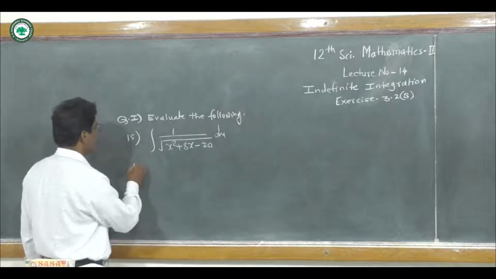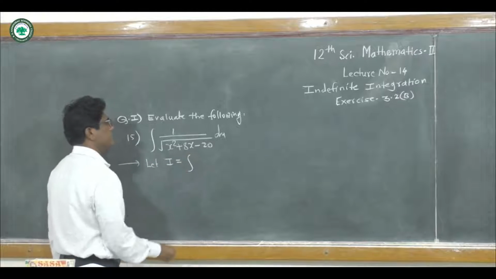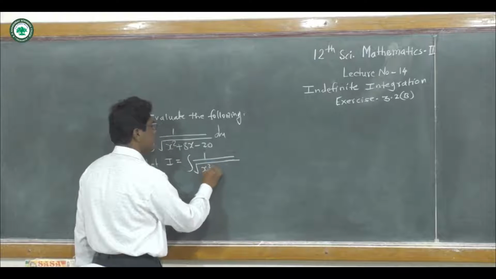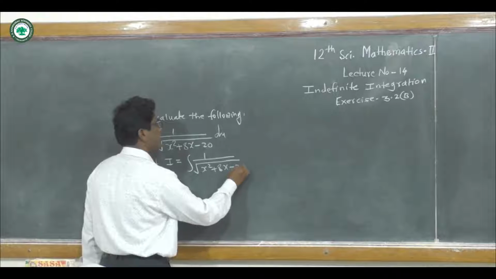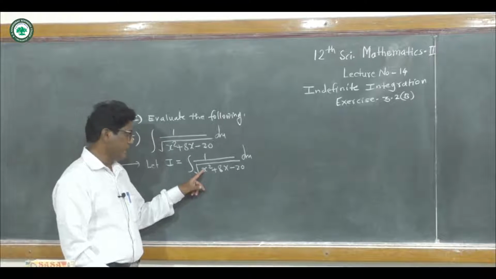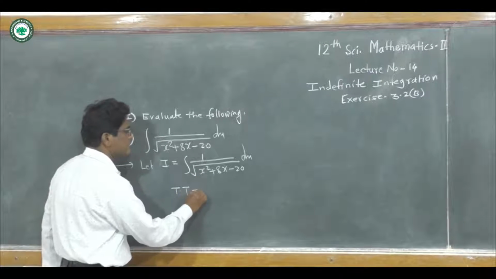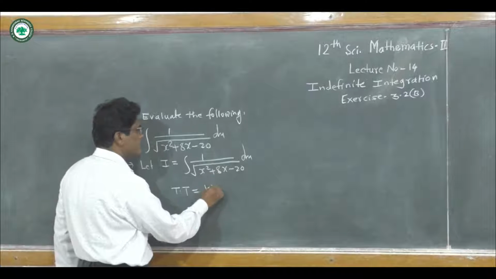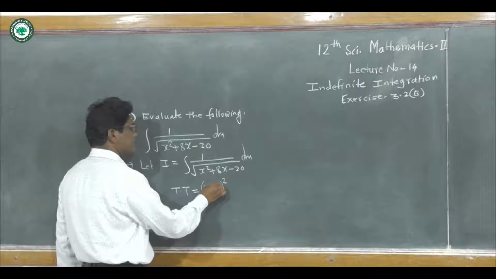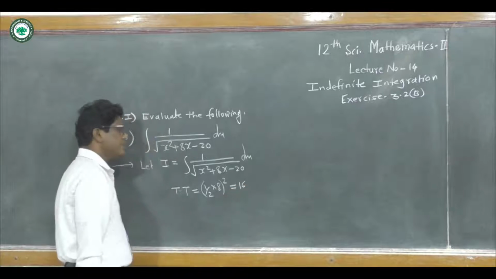Firstly call this as I. So let I is equal to integration of 1 upon under root of x square plus 8x minus 20 dx. Now here the coefficient of x square is 1. So we take the third term, which is 1/2 into the coefficient of x, here 8, in bracket square. So 2 fours are 8 and 4 into 1 is 4. 4 square is 16. So we have to add here 16.